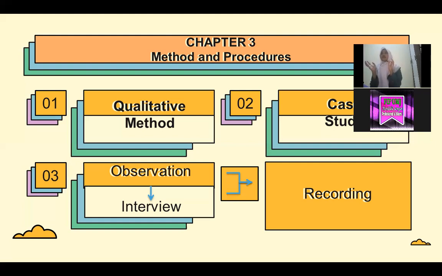The questions given to the teacher relate to code switching that is carried out during learning. Interviews were conducted to strengthen the teacher's reason for code switching in learning English. That's all.